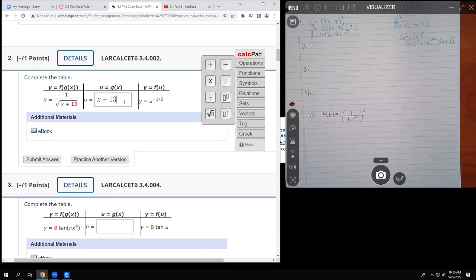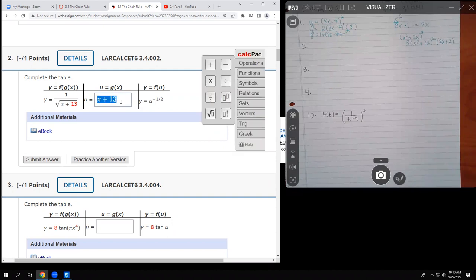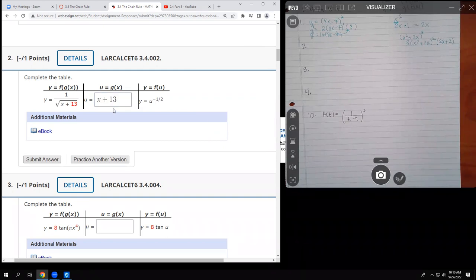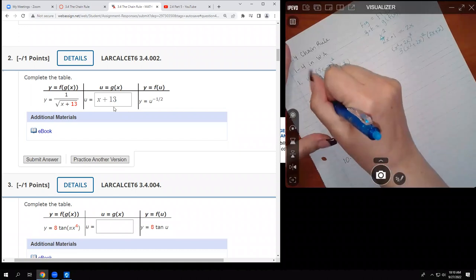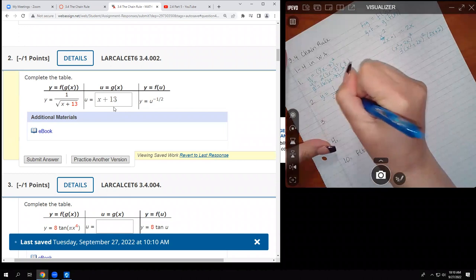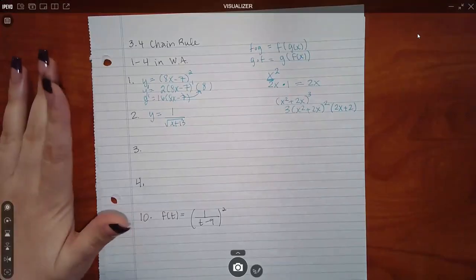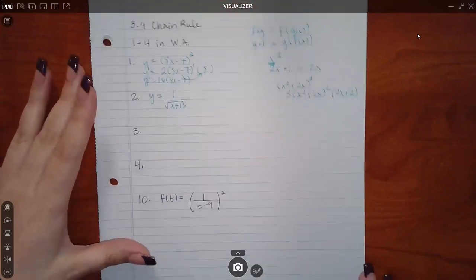Now, if I were to have to take the derivative of this, I would apply the power rule to something to the negative 1/2 exponent. But then, when I'm done applying that power rule, I would have to multiply by the derivative of x plus 13. But what is the derivative of x plus 13? It's just 1. So I'm gonna write this problem down and show you how I would do it if I was doing all that inside outside business.